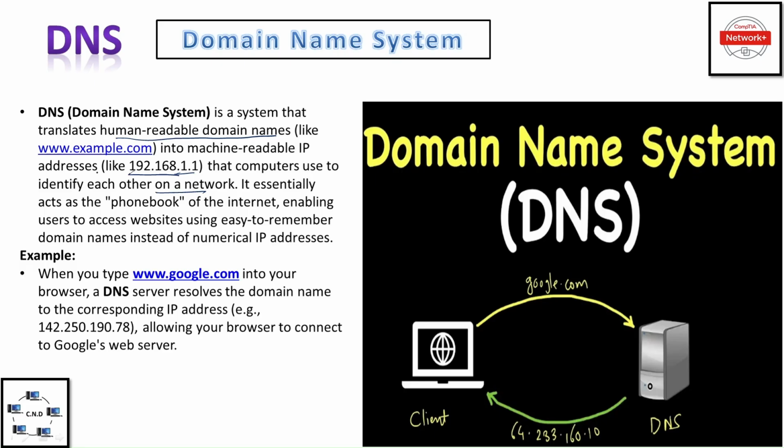Remember that computers talk with each other using IP addresses. DNS essentially acts as the phone book of the internet, enabling users to access websites using easy to remember domain names instead of numerical IP addresses. For example, when you type www.google.com into your browser, a DNS server resolves the domain name to the corresponding IP address, for example, 142.250.190.78, allowing your browser to connect to Google's web server.